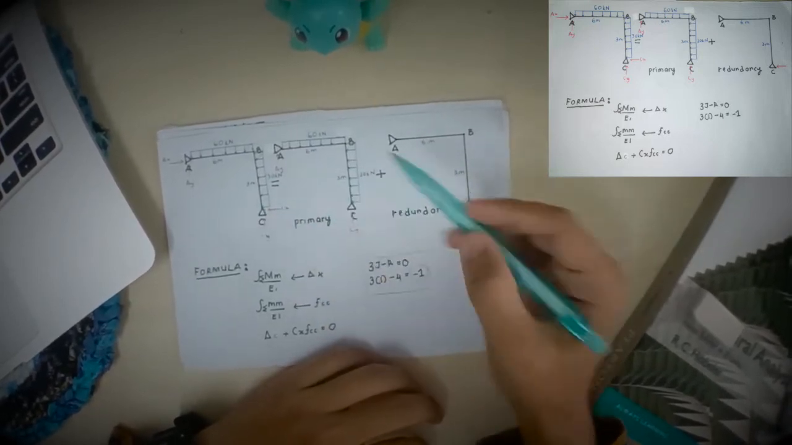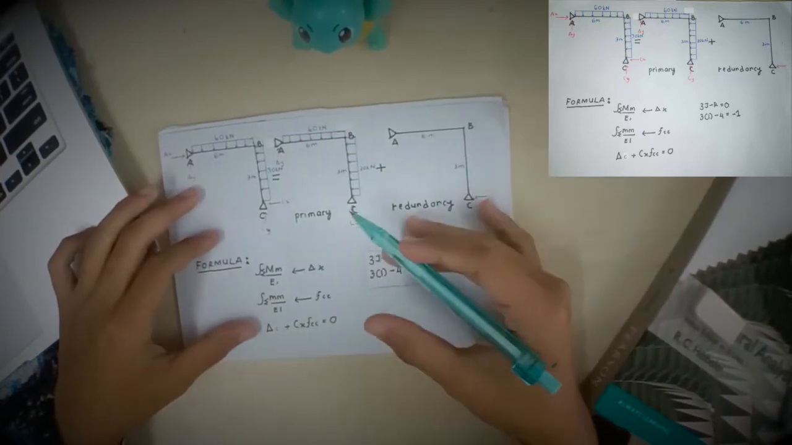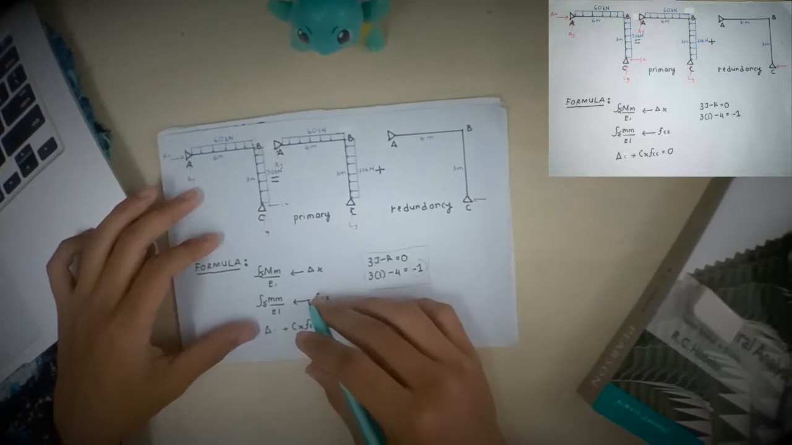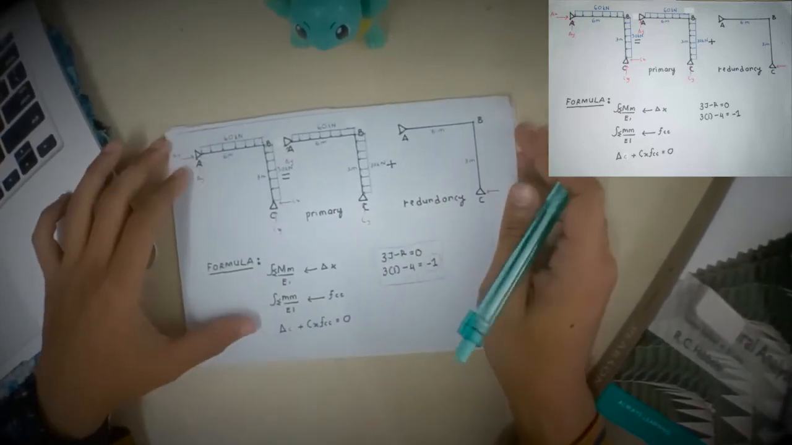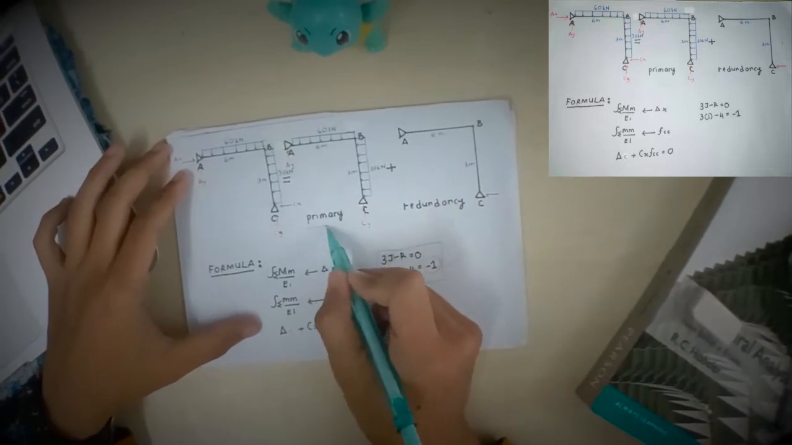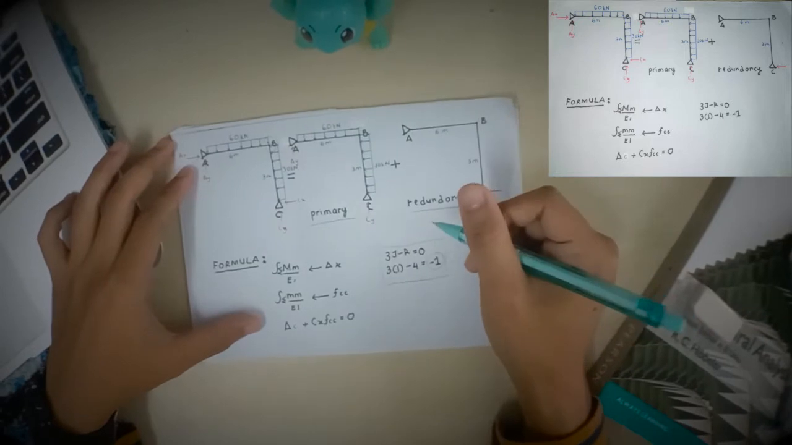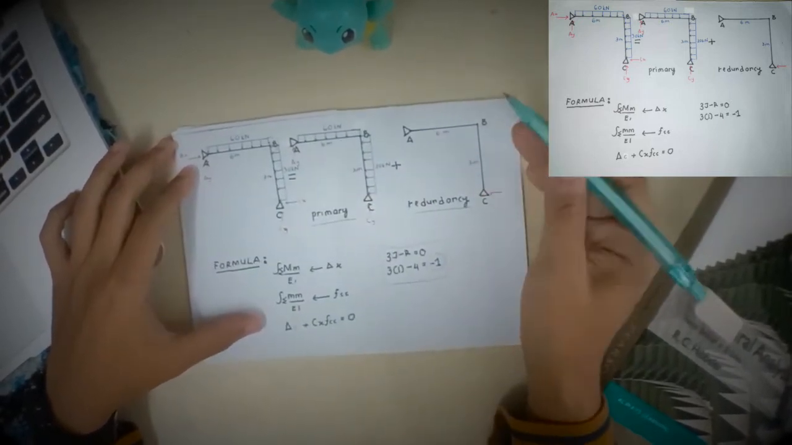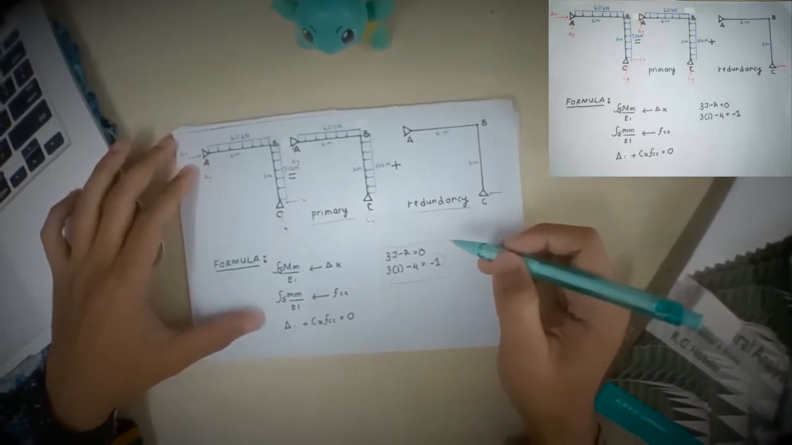Next, we will draw the free body diagram by applying the principle of superposition. Okay, what is the principle of superposition? The simplest way to explain is, look, when we add the primary and the redundancy structure, we will get the original structure. That is the simplest way to explain the principle of superposition.